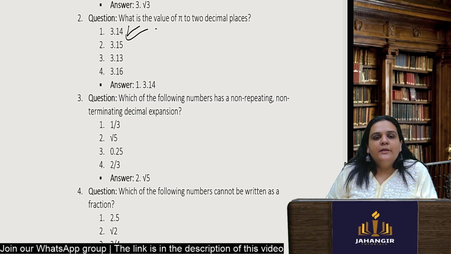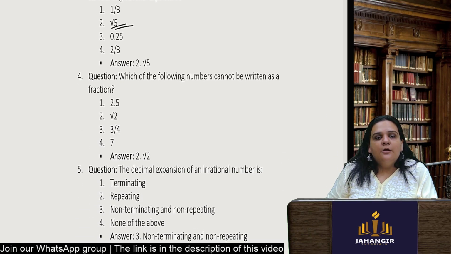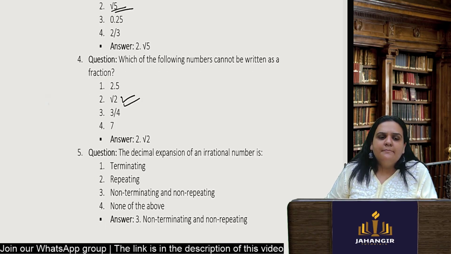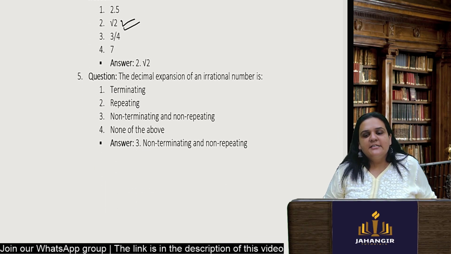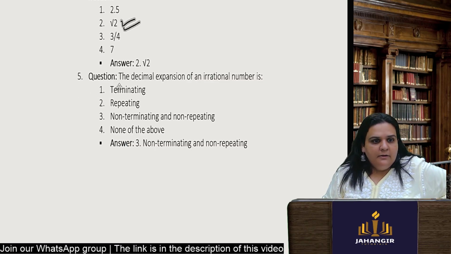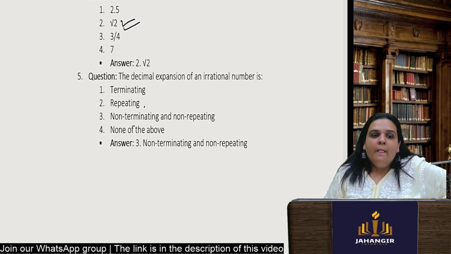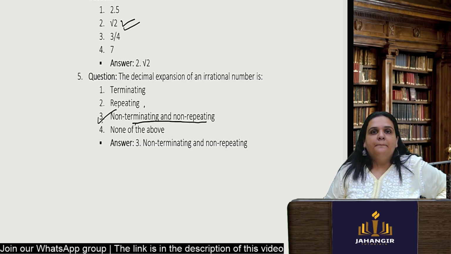Which of the following numbers has a non-repeating, non-terminating decimal? Of course, square root of 5. Which of the following numbers cannot be written as a fraction? Square root of 2. All this is the same. The decimal expression of an irrational number will be terminating? No. If it were terminating, it would be a rational number. Repeating? No. Non-repeating and non-terminating. The answer is 3.